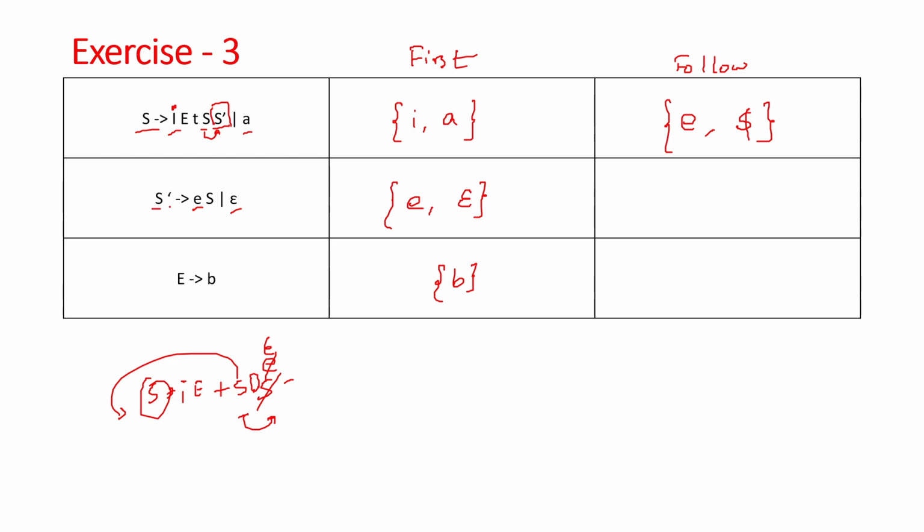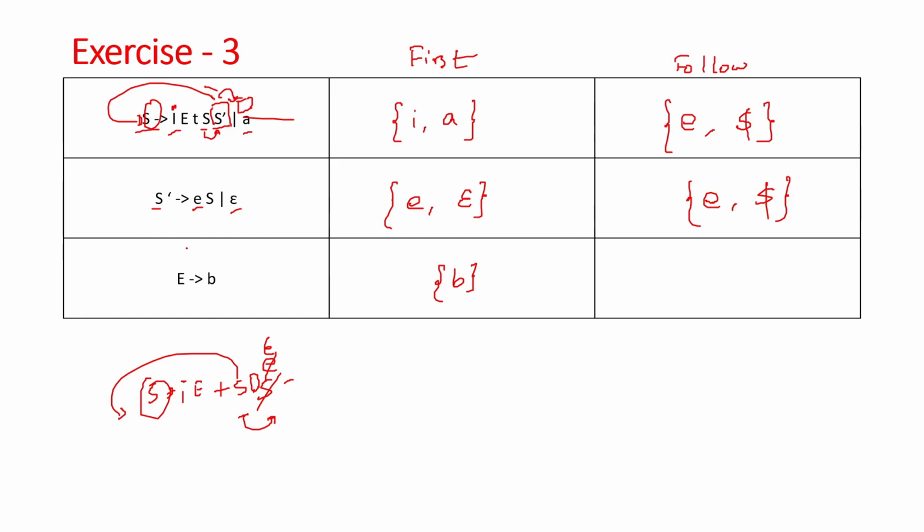Now S prime. S prime came here. Does S prime have any follow? No follow. So what we're going to do is find the follow of S, which we have already got: follow of S, E, comma, dollar. Has S prime come any more times? No. Then this is my follow. Both are the same.